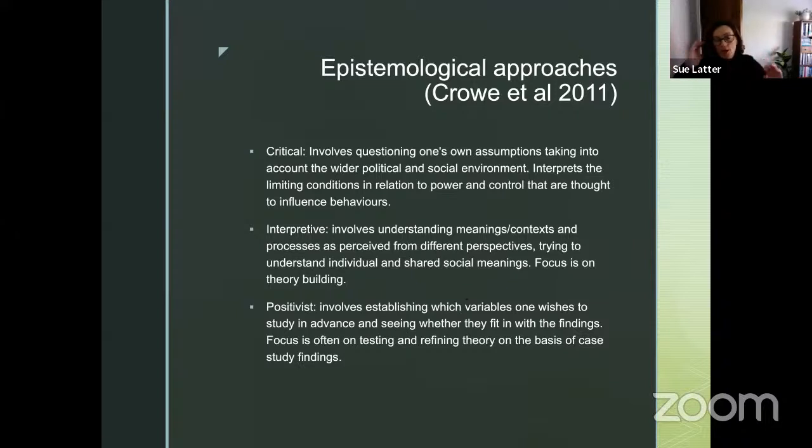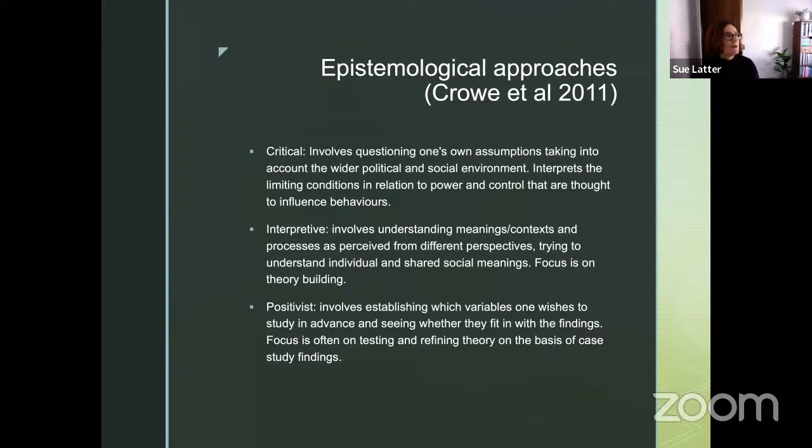And then, as we all know, you could take an interpretive approach. So you're understanding meaning and context and processes as perceived by different perspectives, trying to understand those individual and shared meanings. So from the bottom up, your theory building. Or you could take a more positivist approach, and it's in advance thinking about what variables you want to study, what theory there is that you think explains the phenomenon of interest, and deliberately sampling both your case sites and within your case study to test out those theoretical propositions. So the focus there might often be on testing and refining theory.